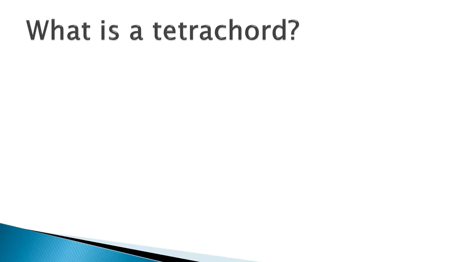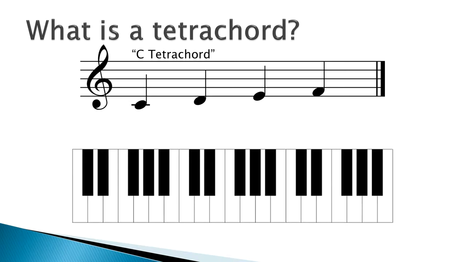Let's take a look at an example. This is called a C tetrachord because the first note is C. You can see that C to D is a whole step, D to E is another whole step, and E to F is a half step. This gives us the WWH formula we are looking for in a tetrachord.